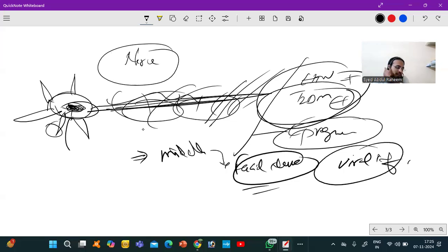Next is injury. Any injury to the post-auricular area or zygomatic notch, or anything near the facial nerve, will lead to damage of the facial nerve. And we have another reason, multiple sclerosis. We'll talk about multiple sclerosis later.